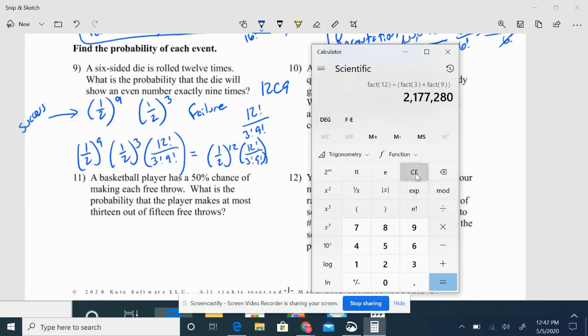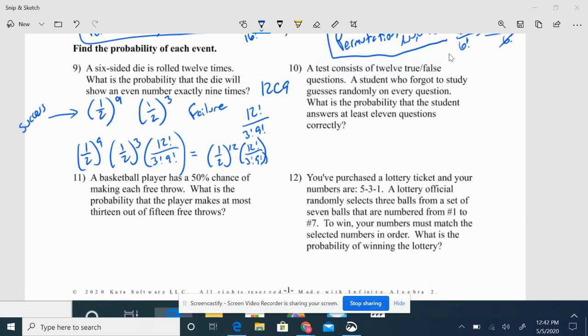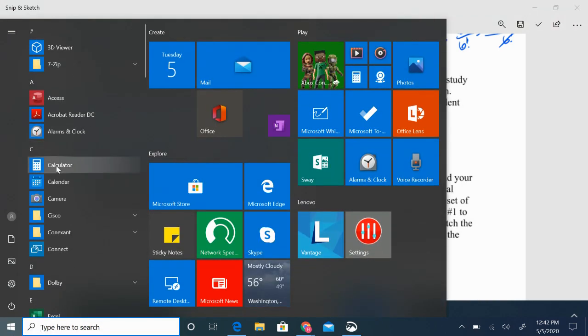And that doesn't look right. Let me see. What's 12 factorial? It is 12 times 11 times 10 times 9 factorial. What's 9 factorial? They cancel out. Here I have 3 times 2. All right, so let me grab my calculator. That didn't look right.